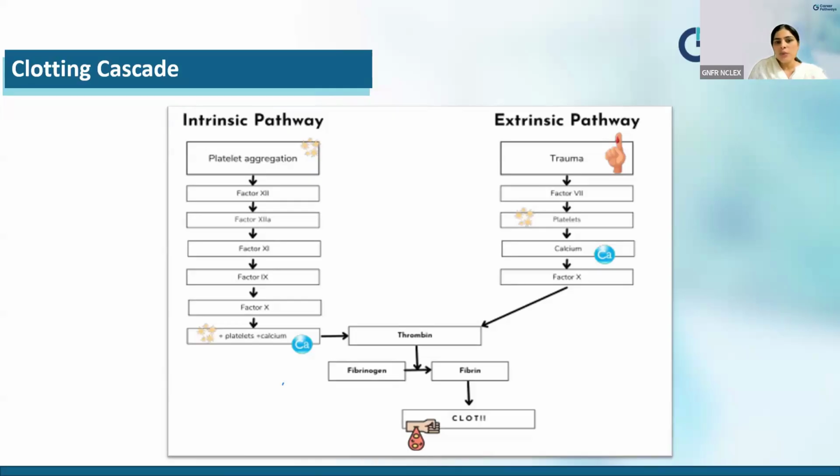And what happens in the extrinsic pathway? Suppose any trauma occurs and the patient is bleeding. Whenever a trauma occurs outside our body, factor 7 will be stimulated. When factor 7 is stimulated, what happens?